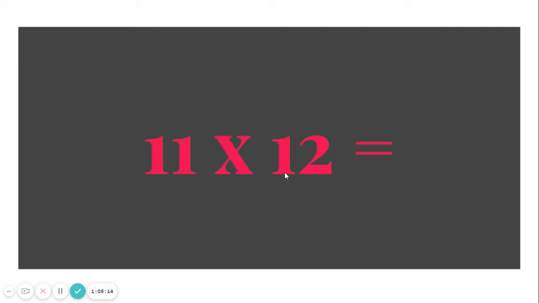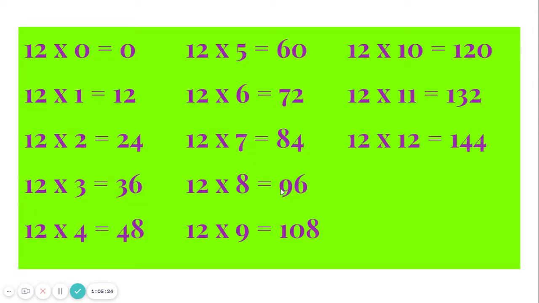11 times 12, split that 12. 1, 2. Add the digits, 1 plus 2, stick it in the middle. 132. All right, 12 times 0, 0. 12 times 1, 12. 12 times 2, we're going to double that 12, 24. 12 times 3, just 12 more than the 2, 36. Okay? 12 times 4, 48. 12 times 5, think about the clock, 60 minutes.